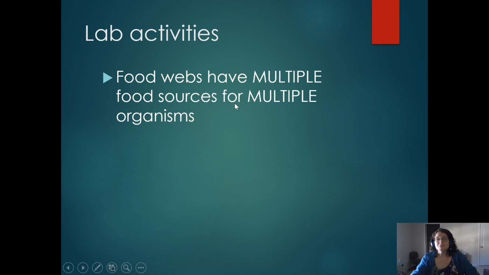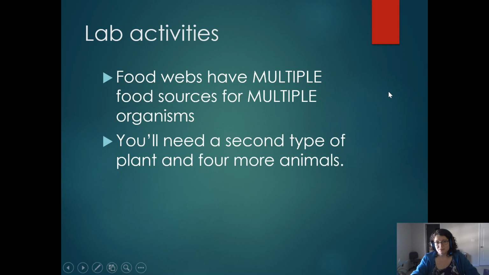Food webs have multiple food sources for multiple organisms, okay? So you'll need a second type of plant. If I was to add to my original food chain, I would take two types of plants, like long grass and short grass, okay? And then you're going to add four more animals. You can add another predator. Then maybe you add something else that the predator eats. Then maybe you add something else that an omnivore, like the warthog, eats, and so on and so forth.